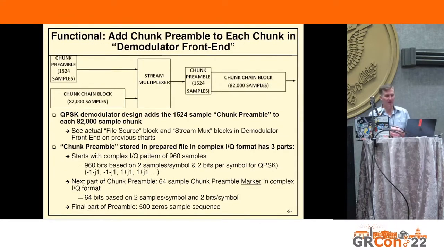Okay, this is another functional view of the front end, but the second half where the chunk preamble is added to the beginning of each chunk. Each chunk is 82,000 samples. The chunk preamble is added to the front of each. So the chunk preamble has three parts. The first part is 960 bits, basically 1, -1, 1, -1, but in complex format. The next part of the preamble is the marker. That's 64 samples. And again, the marker is used downstream to identify the beginning of each chunk so we can later put things back together again, restitch them. And the third part is just some 500 fill zeros.